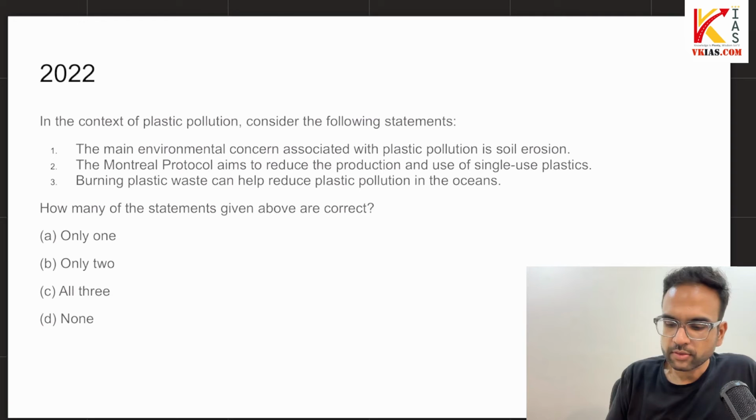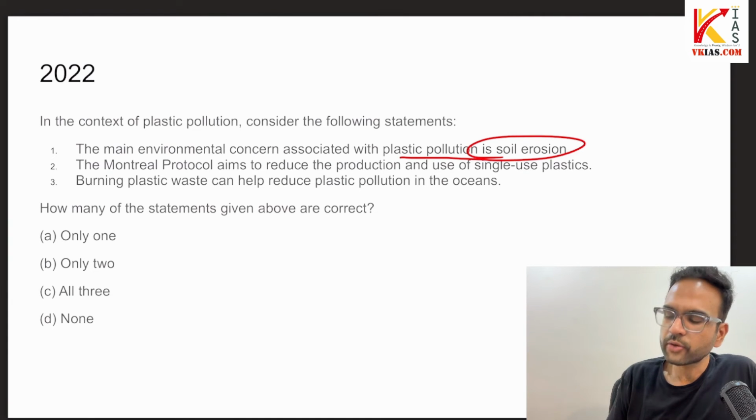Take a look at this question. The main environmental problem associated with plastic pollution is soil erosion. How is plastic associated with soil erosion? It's a very indirect cause. The main problem of plastic pollution is that it is non-degradable. It will affect oceans. It will affect the land. We have already discussed what are all the problems associated with plastic pollution.